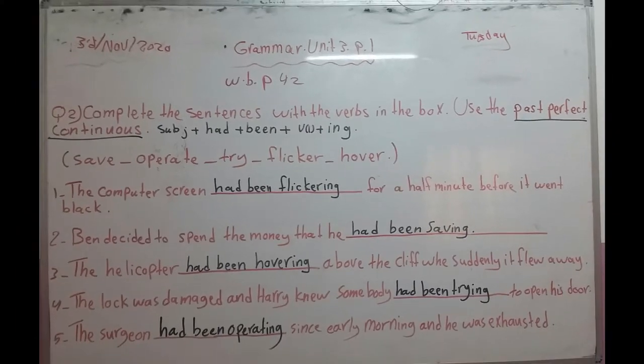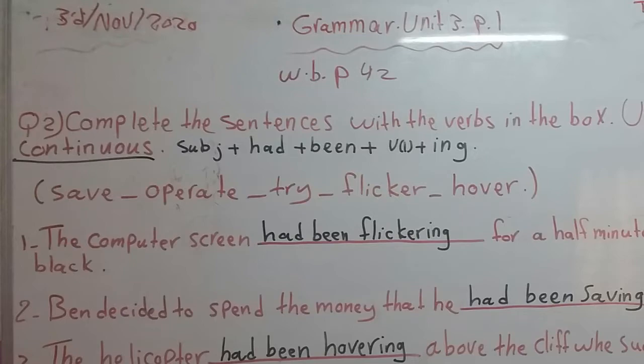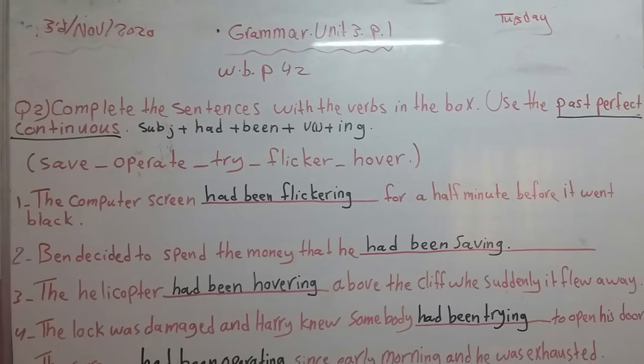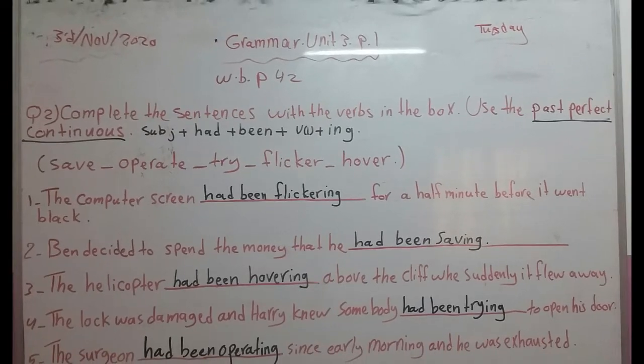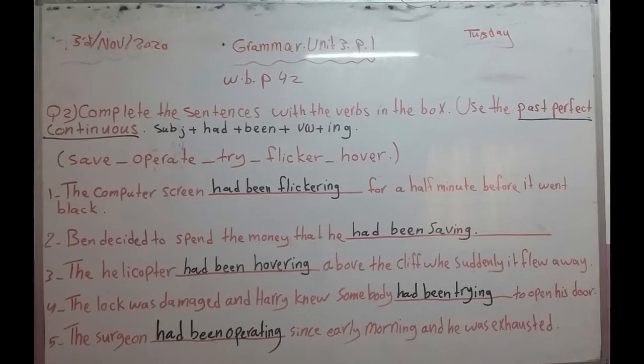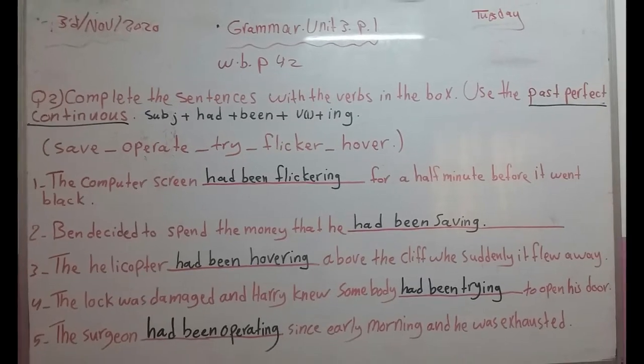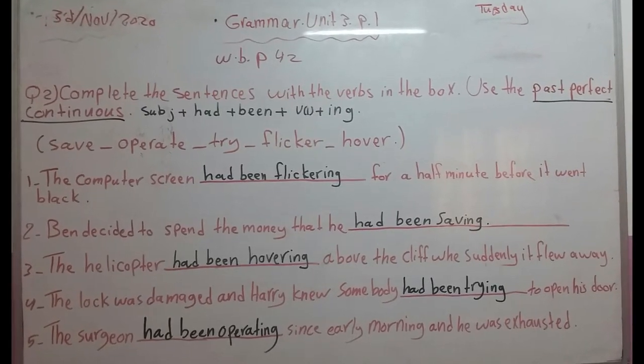Number two, Ben decided to spend the money that he had been saving. Then the appropriate verb here is save. I have to add ing. I omit the e. بشيل الe بضيف saving. بعدين بحط عندي had been. لاحظوا إنه had been saving كزمن happens before the decision of spending the money. صارت قبل قرار إنفاق المال. أول شيء إحنا بنحوش المصاري بعدين ننفق المصاري. Number three, the helicopter gap above the cliff when suddenly it flew away. تمام.